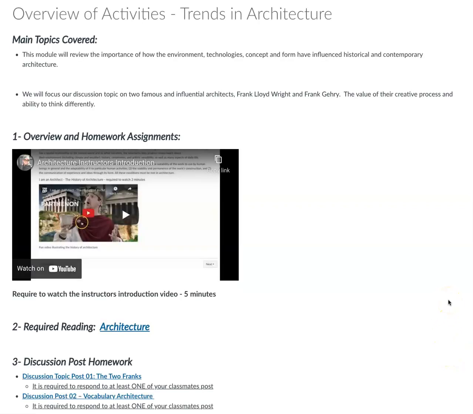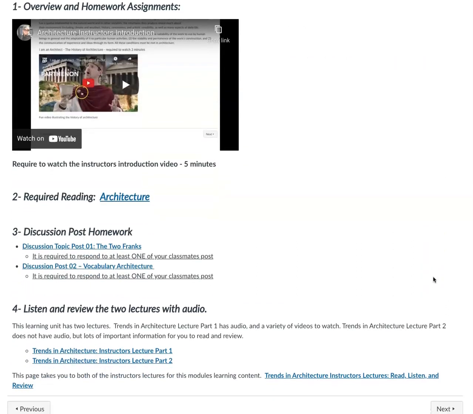The overviews, the main topics, talking about the historical and contemporary aspects of how architecture reflects nature, the environment, and the different technologies that have been used. And then we'll be focusing on Frank Lloyd Wright and Frank Gehry for this learning unit to learn about their creative process and how they both use architecture in a very interesting way.